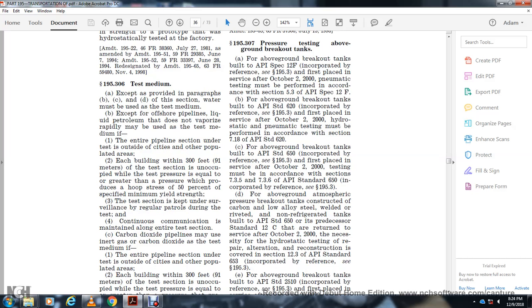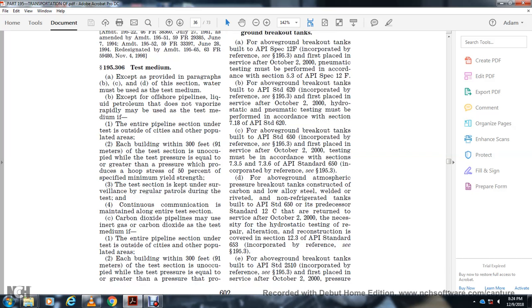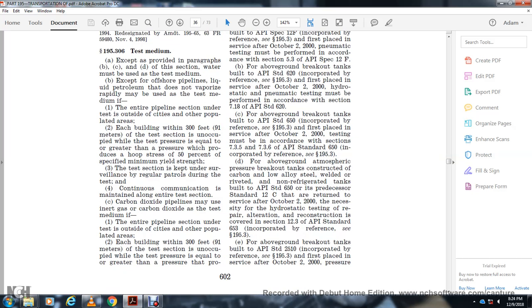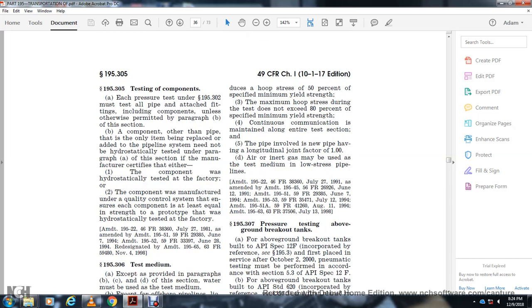The entire pipeline section is tested outside of cities and other populated areas, with each building within 300 feet of the test section unoccupied, with the test pressure equal to or greater than the pressure that produces a hoop stress of 50% of the specified minimum yield strength. The maximum hoop stress during the test is 80% of the specified minimum yield strength. Continuous communication is maintained along the entire test section, and the pipe involved is new pipe having a longitudinal joint factor of 1.00. Air or gas may be used as the test medium for low pressure pipelines.